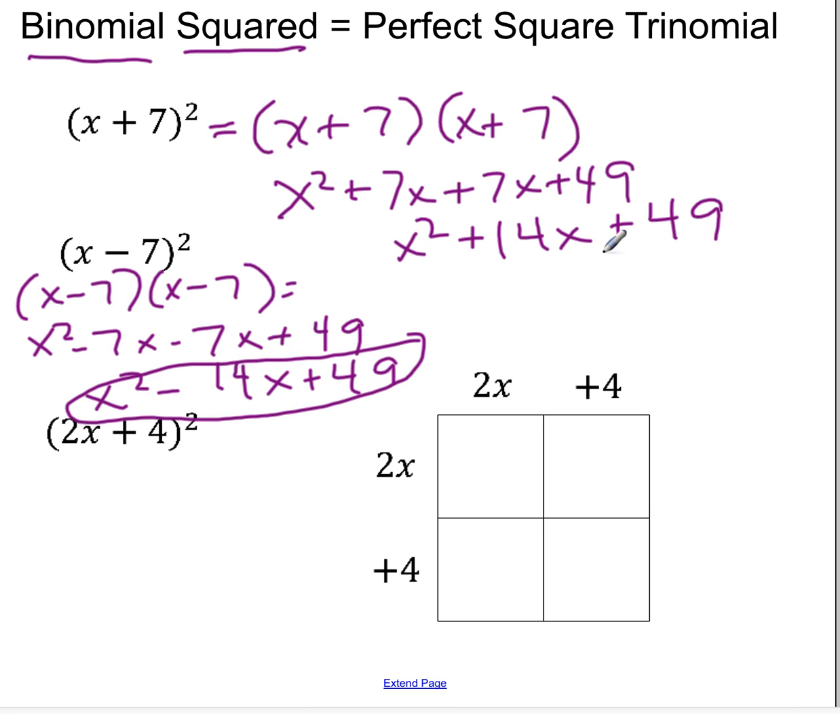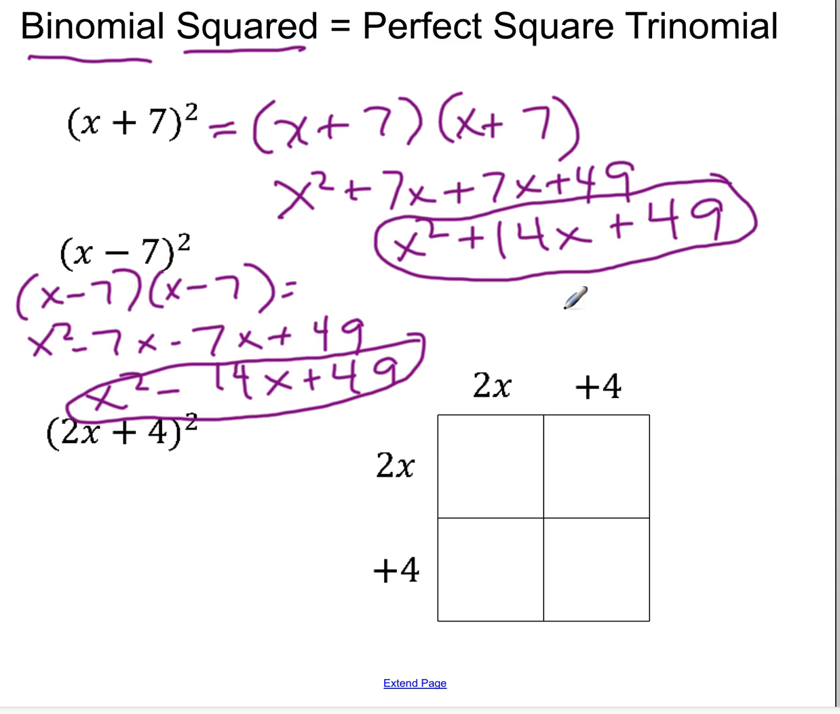Notice how these answers are similar. The only thing different here is that this has a positive 14x and this has a negative 14x. But if you look back at the problem, it said x plus 7 squared, which got me a positive 14x. This says x minus 7 squared, which gave me a negative 14x.